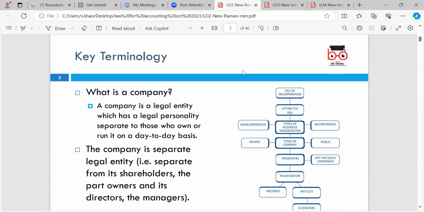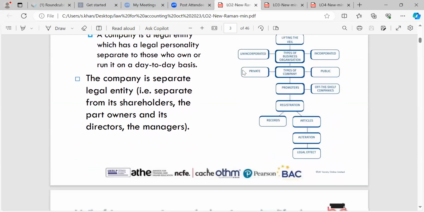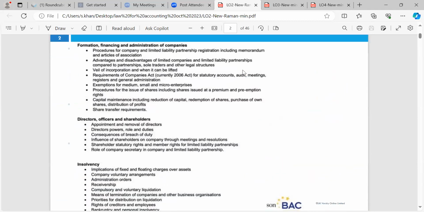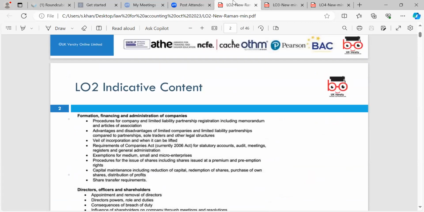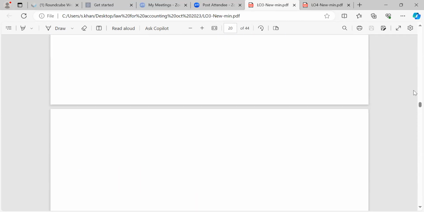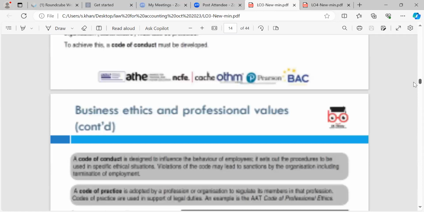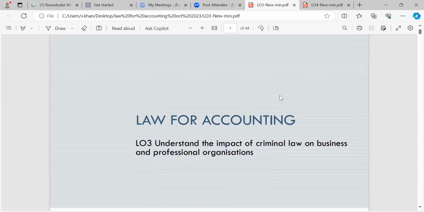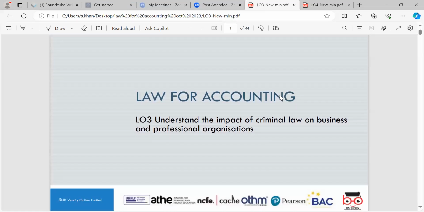So we identified what a company was and then looked at the veil of incorporation and the things in the indicative content. So that was learning outcome 2. When we go on to learning outcome 3, can you see that as learning outcome 3? Yes, the slide, yes.